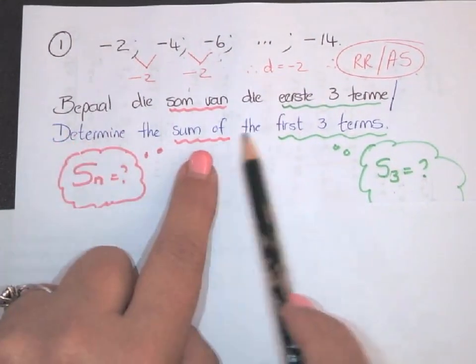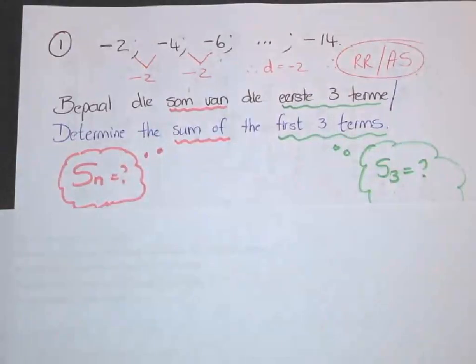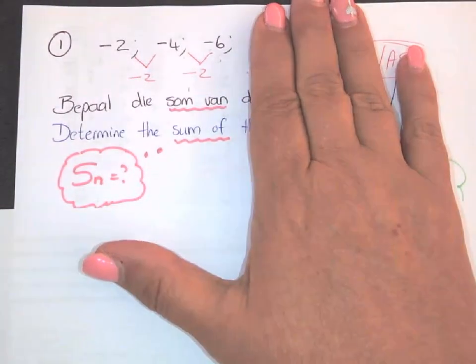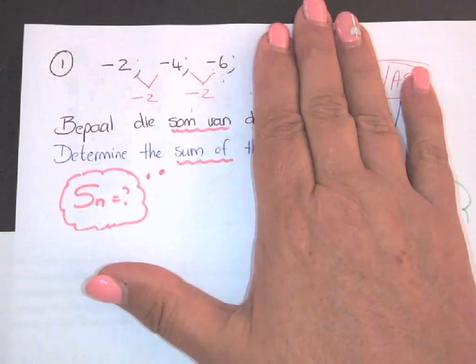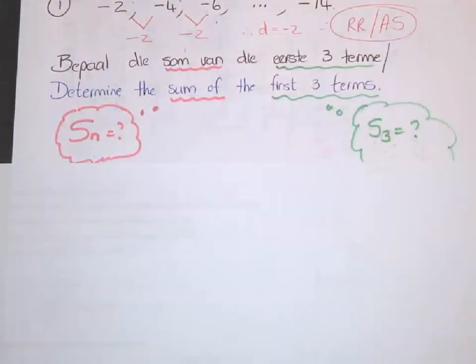The question is, determine the sum of the first 3 terms. Alright, this is a simple example, meaning that you can just go and add the first 3 terms on your calculator. But I want you to go through the motions and do all the steps with the correct formulas.